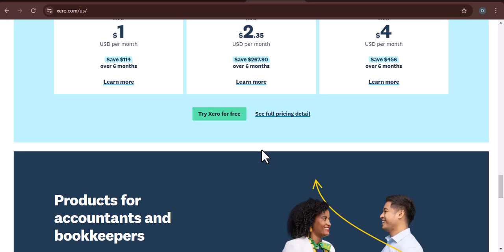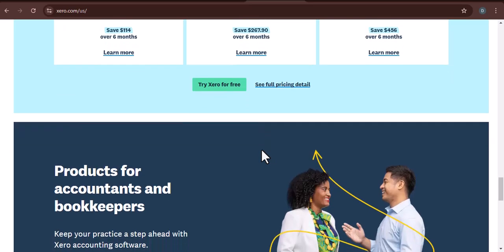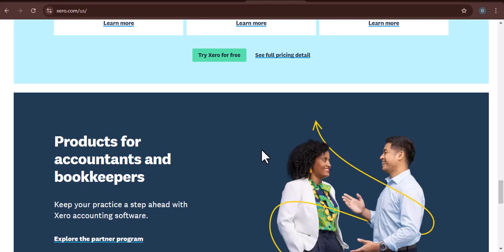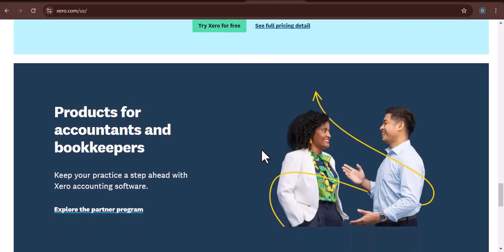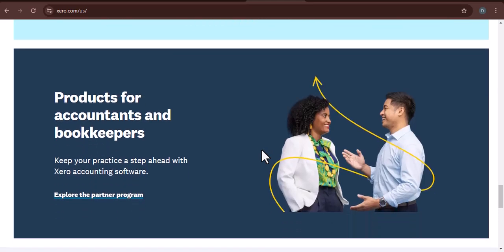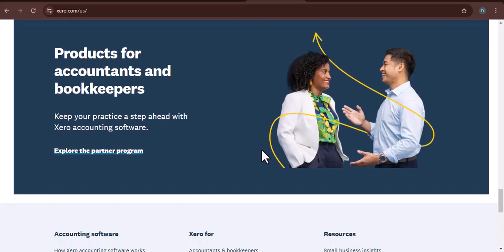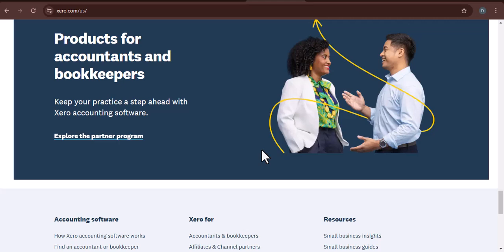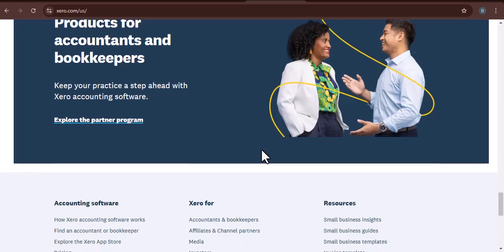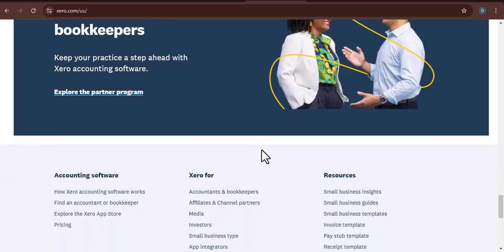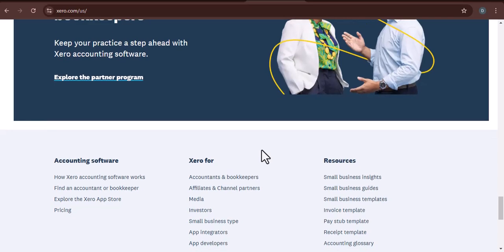Once you've entered all your opening balances, liabilities, and assets, it's crucial to reconcile your accounts. This process ensures that your starting balances in Xero match your actual bank statements and other financial records. Xero usually has built-in tools to help you reconcile your accounts. Follow the on-screen instructions to complete the reconciliation process.